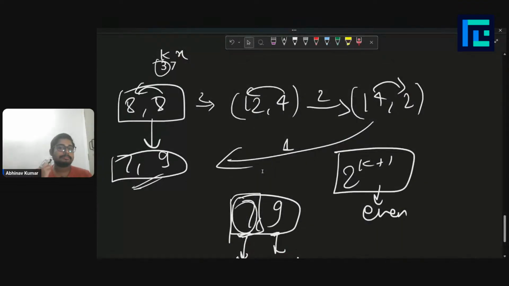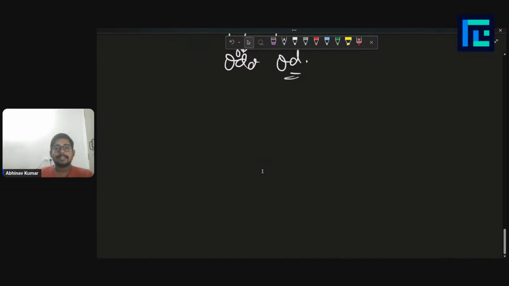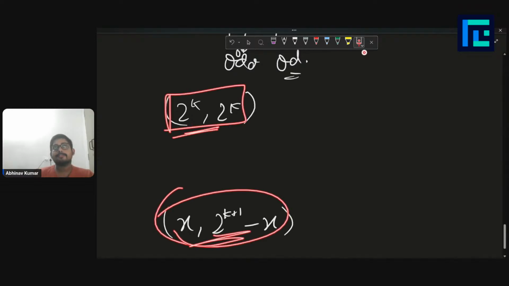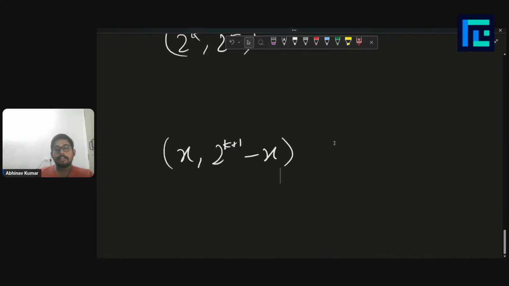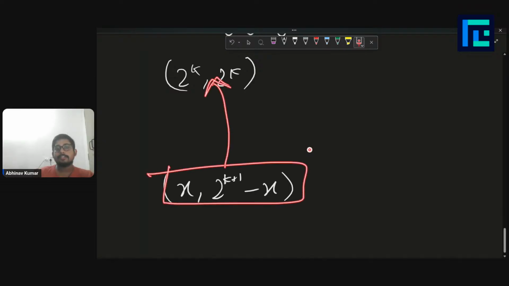So how do you think of this problem? A way to think of this problem is to think in reverse. You start with a state of 2 to the power k comma 2 to the power k, and your target state is x comma 2 to the power k plus 1 minus x. This is the target state you need to reach, and this is the state you start with. Let's perform the operations in reverse, starting with this state and wanting to reach this state.